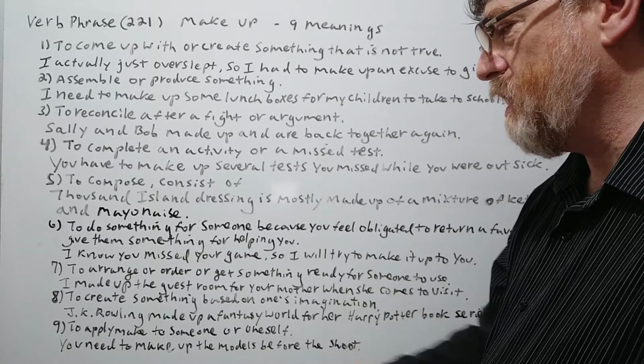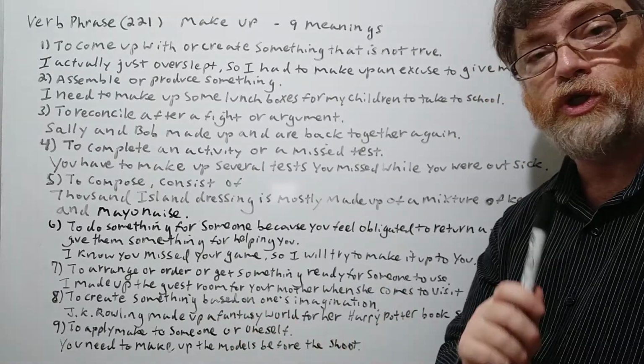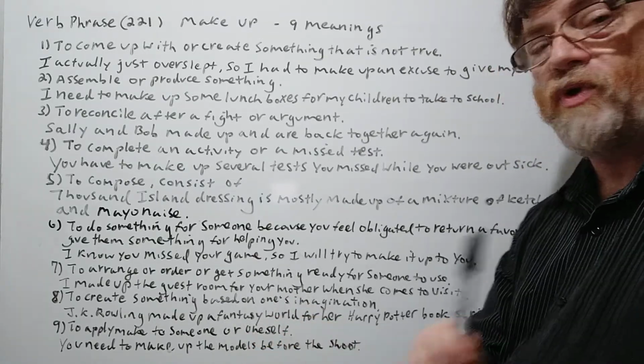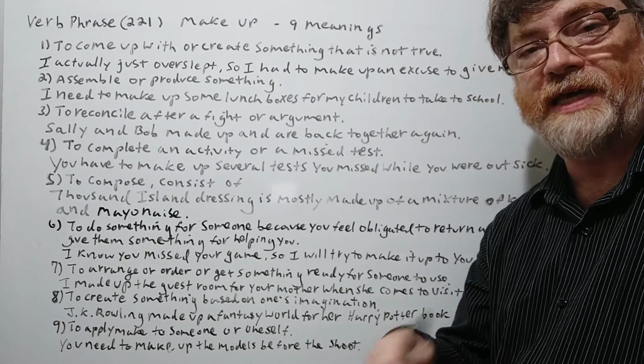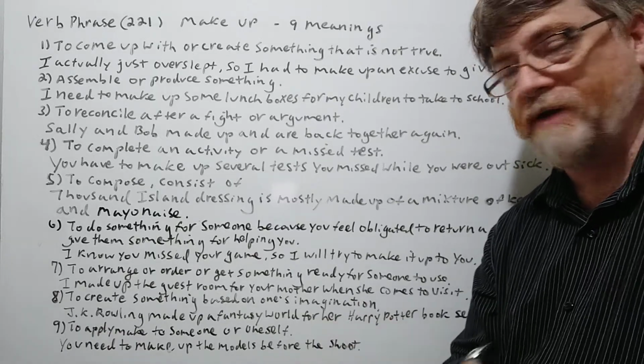Or number 7, to arrange or order or get something ready for someone to use. Okay, here. I made up the guest room for your mother when she comes to visit. So you got the guest room ready, prepared for her so that she'll be more comfortable there.